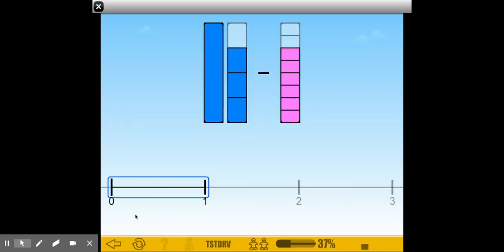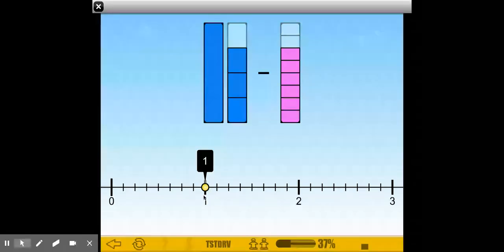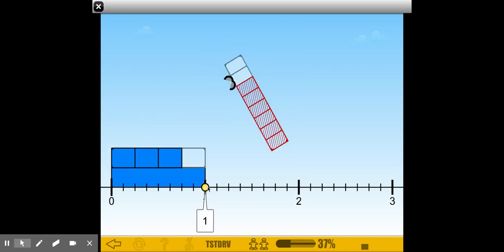Now we're looking at 4ths and 8ths again. So again, we'll divide into 8ths. We'll show 1 3/4, which would be the same as 1 6/8 minus 6/8, which would take us back to 1 again.